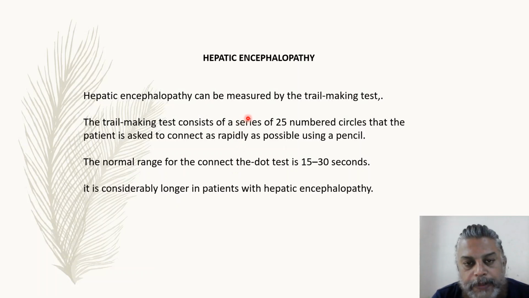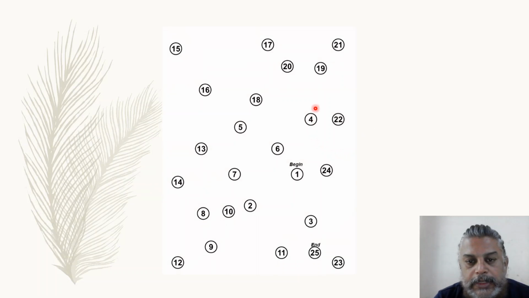How to diagnose hepatic encephalopathy in the initial stage? That is by the trail making test. Here the test consists of a series of 25 number circles that the patient is asked to connect as rapidly as possible using a pencil. A normal person would connect the dots in less than 20 seconds, and it takes considerably longer in patients of hepatic encephalopathy. This is the classical trail test.